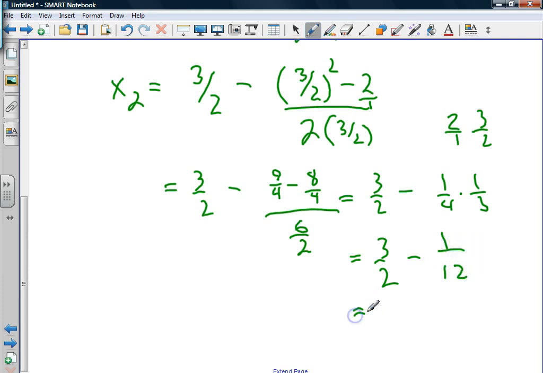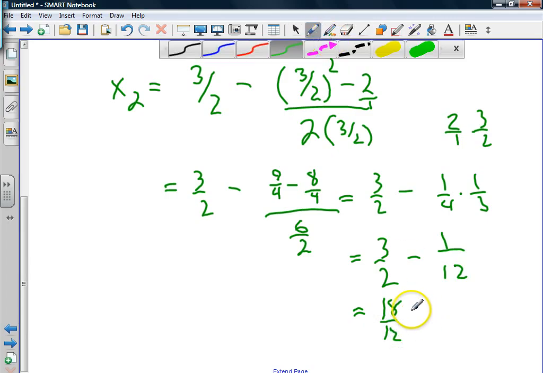How do you subtract fractions without common denominators? You need a common denominator, right? What is it? How much? 12. So 18 twelfths? Okay. So I got 18 twelfths, multiply top and bottom by 6 to get the common denominator of 12 on the bottom. So 18 twelfths minus 1/12 is 17 twelfths.